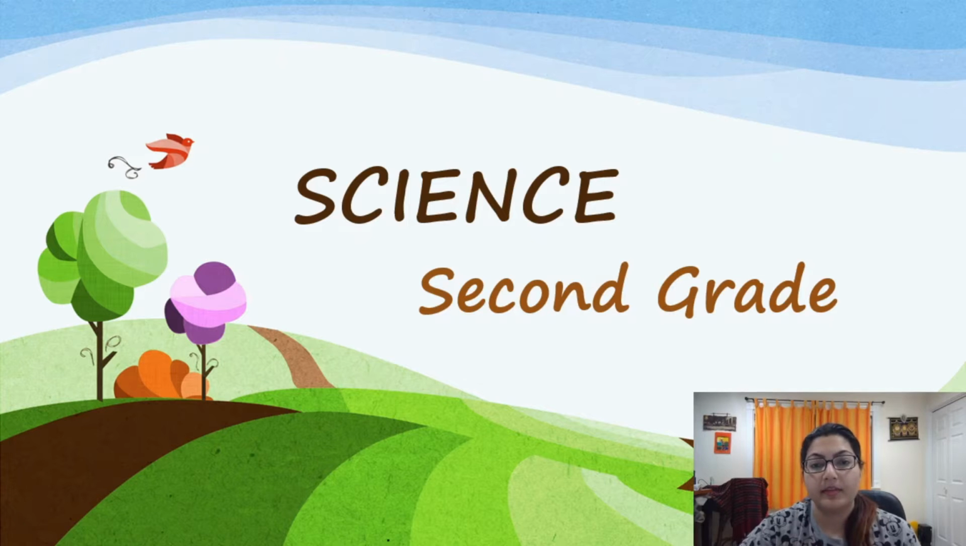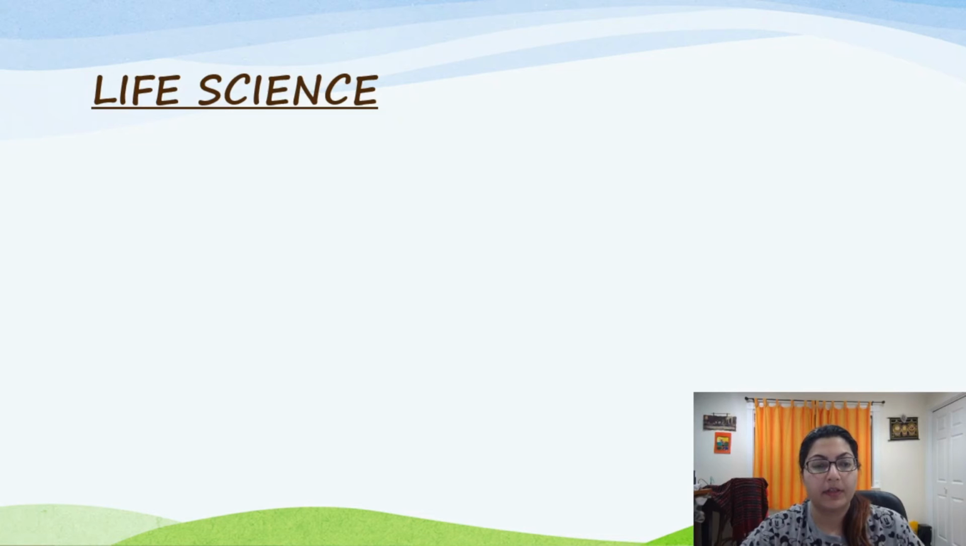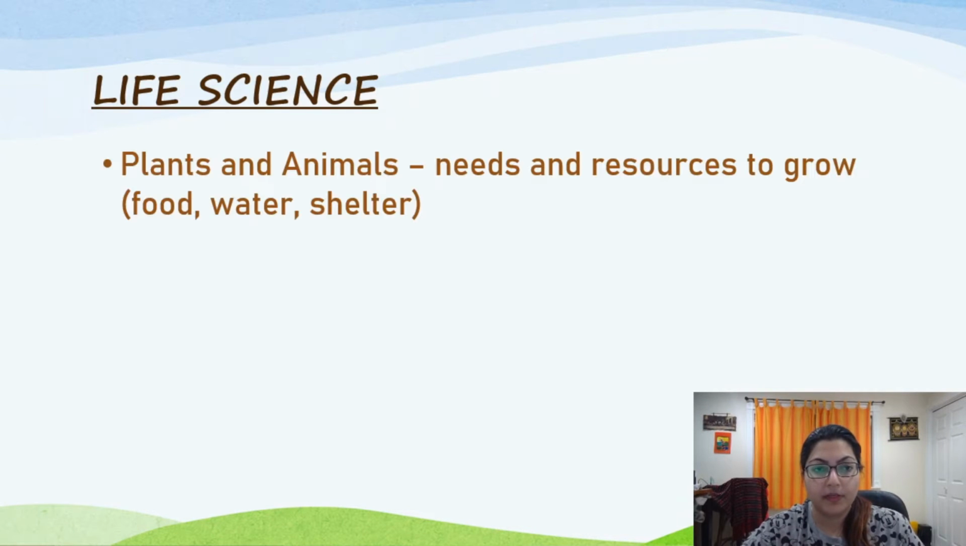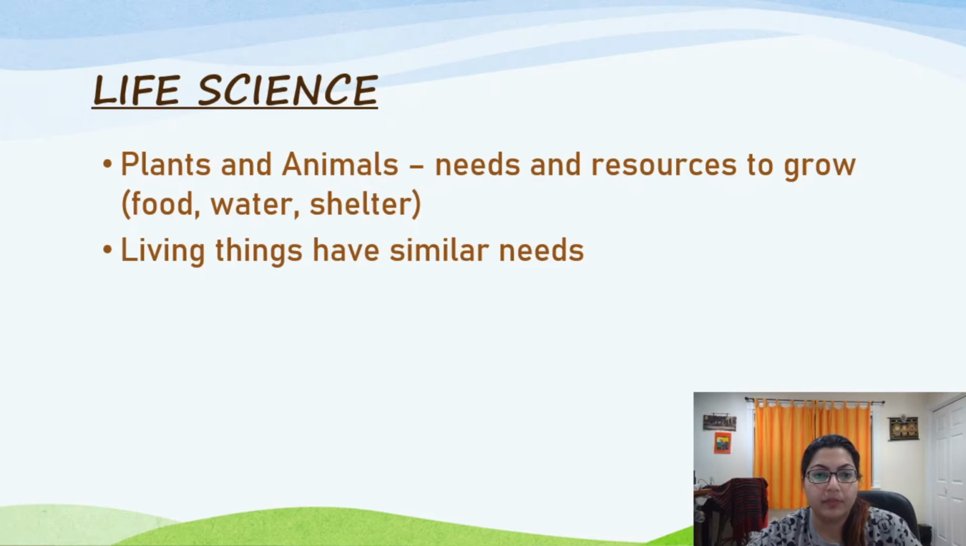Science, second grade. Our first topic is life science, and the subtopic will be plants and animals, under which we'll talk about their needs and resources to grow: food, water, and shelter. It's mostly giving them an idea of what a food chain looks like, and that they all need food, water, and shelter, and how they're interdependent on each other.